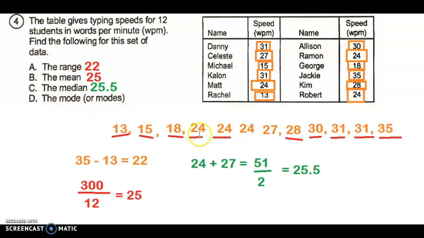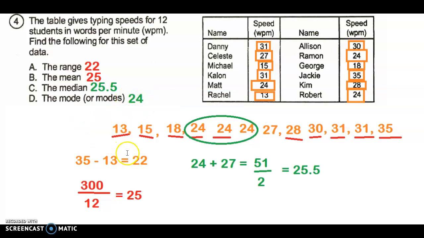All right, my last thing I'm going to do is the mode, and the mode is the one that shows up the most often. So what number shows up the most often? Well, 13's once, 15's once, 18's once, 24 I see it 3 times, right? 1, 2, 3. Any other numbers I see more than once? No, no, no. 31 I see twice, but the ones that show up the most often are these 24s. That means the mode is 24.